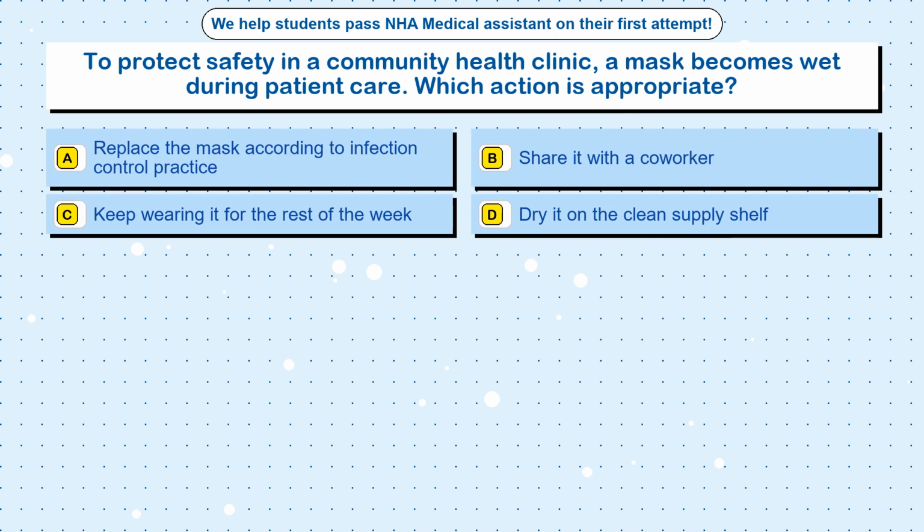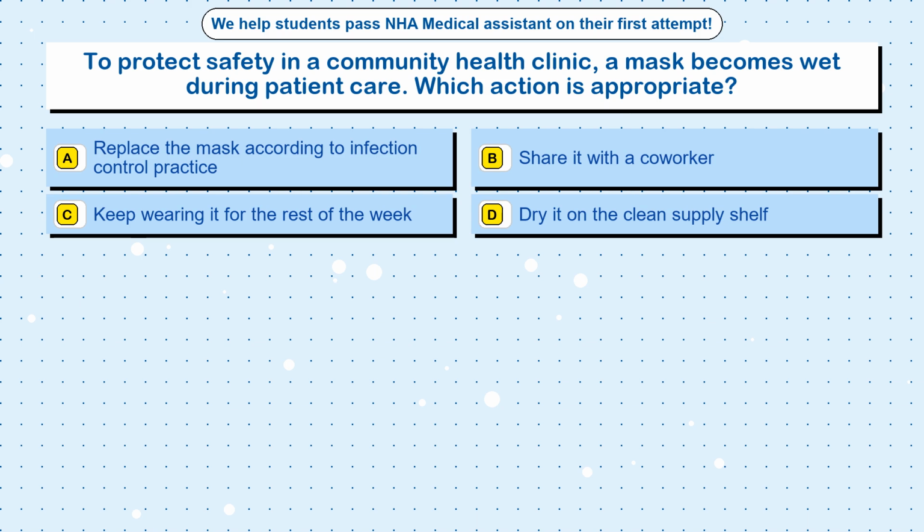Question 47. To protect safety in a community health clinic, a mask becomes wet during patient care. Which action is appropriate? Option A. Replace the mask according to infection control practice. Option B. Share it with a coworker. Option C.